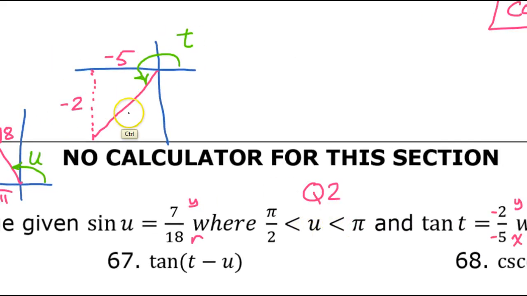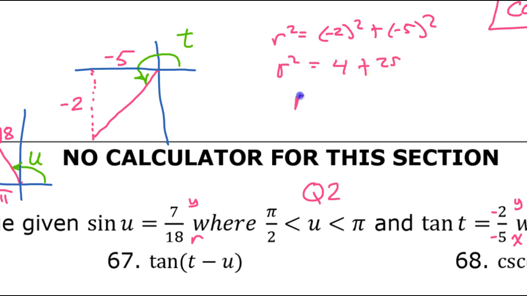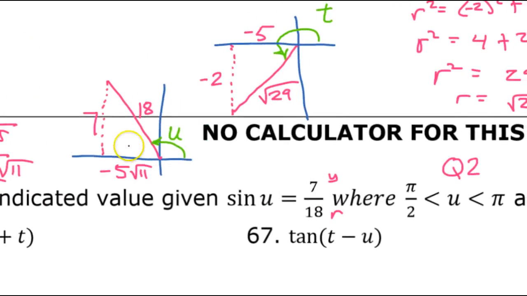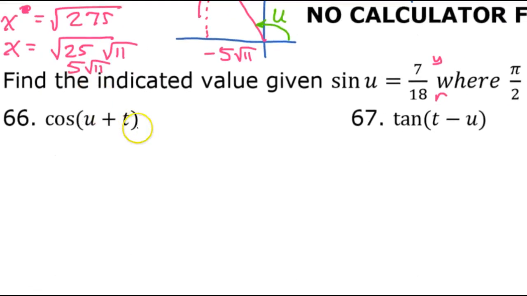Okay, now we're going to need to find the r value using the Pythagorean theorem. So r squared is equal to negative 2 squared plus negative 5 squared. So r squared is equal to 4 plus 25. r squared is equal to 29. So r is equal to the square root of 29. And the r value is always going to be positive. So now we have enough information to start doing these problems.